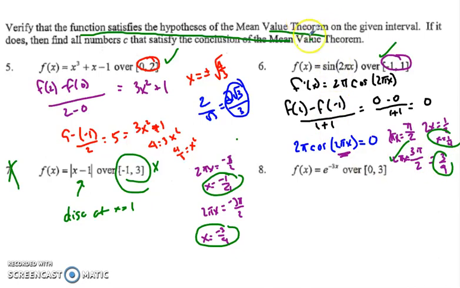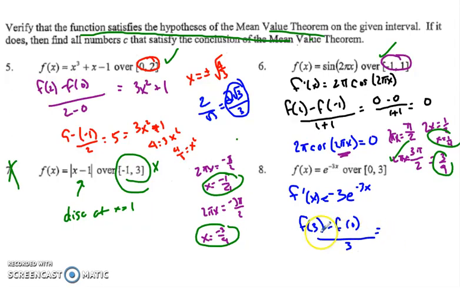All right, and then the last question is with the e to the x. The derivative of this guy is negative 3 times e to the negative 3x. We need to set that equal to f of 3 minus f of 0 over 3 minus 0. So f of 3 is e to the negative 9. F of 0 is 1 over 3. So that needs to be set equal, negative 3e to the negative 3x equals e to the negative 9 minus 1 over 3 on the interval from 0 to 3.